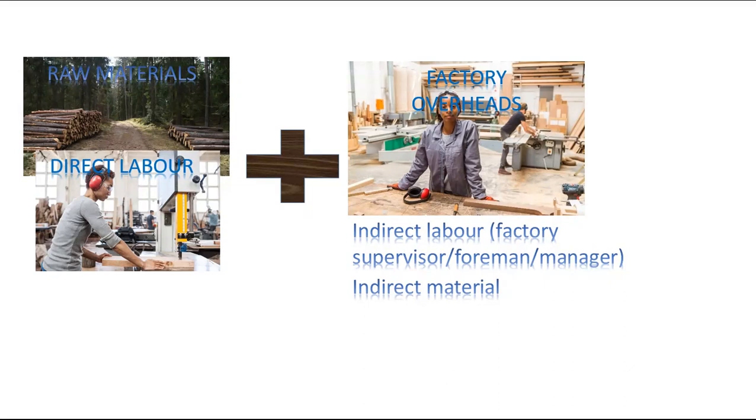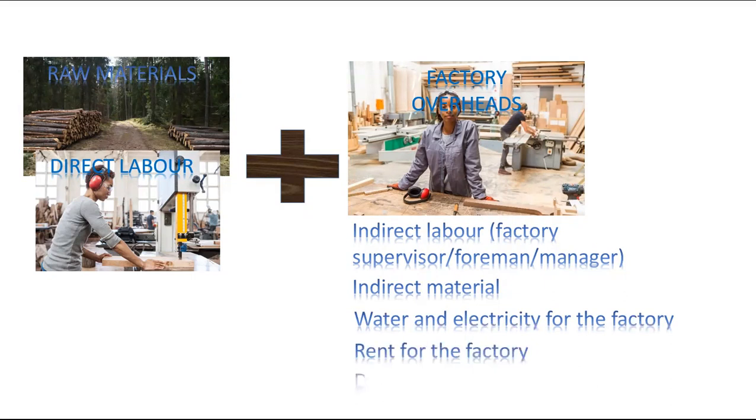Then other things will be water and electricity, because we cannot produce those tables without them, but you only look at water and electricity for the factory. And you will include things like rent for the factory or any depreciation of the asset that was used to make that product. That's why I said depreciation for the factory assets. You need to be careful.